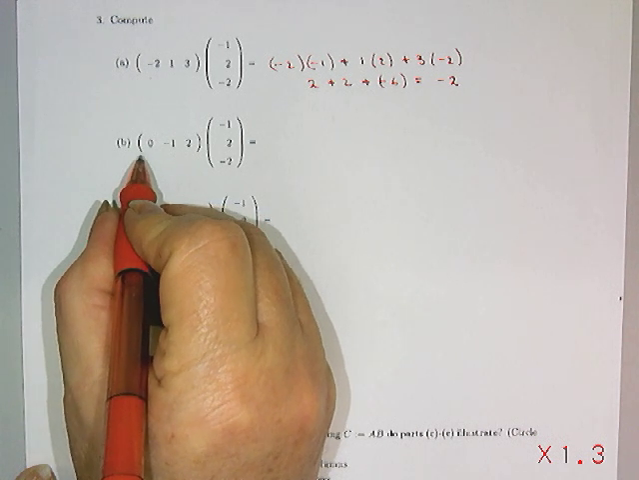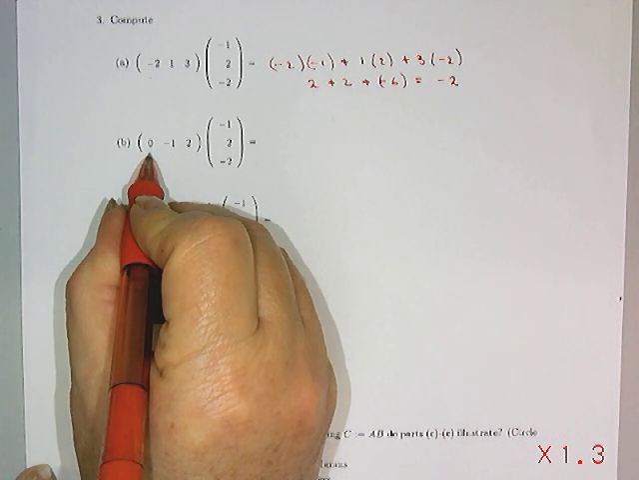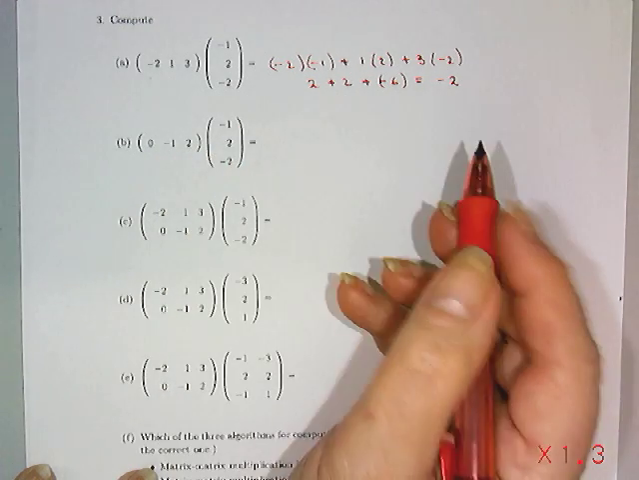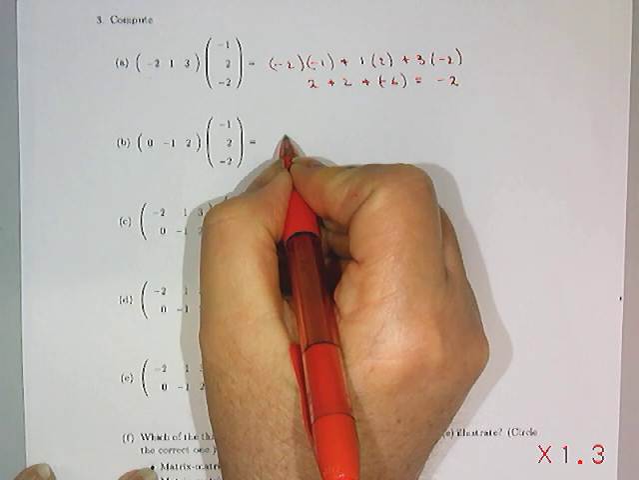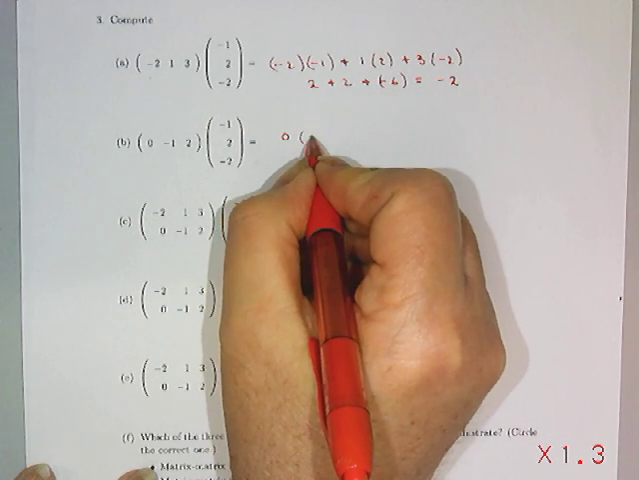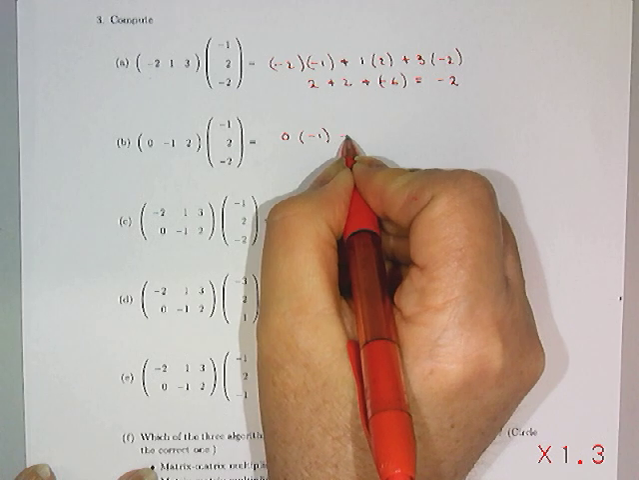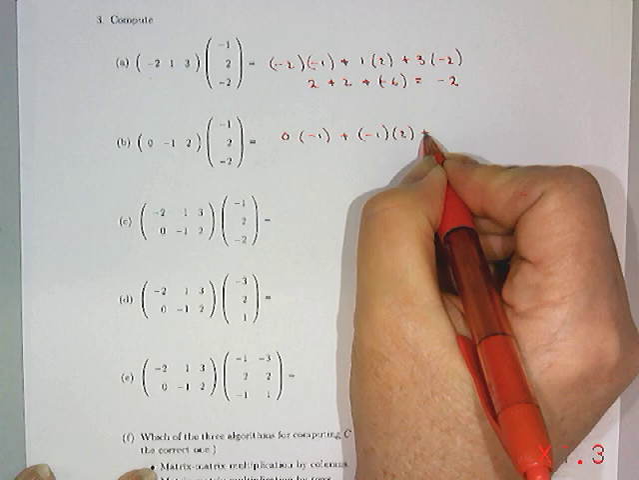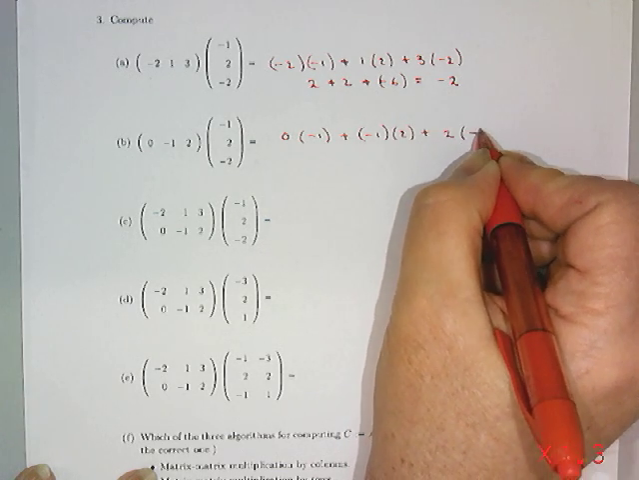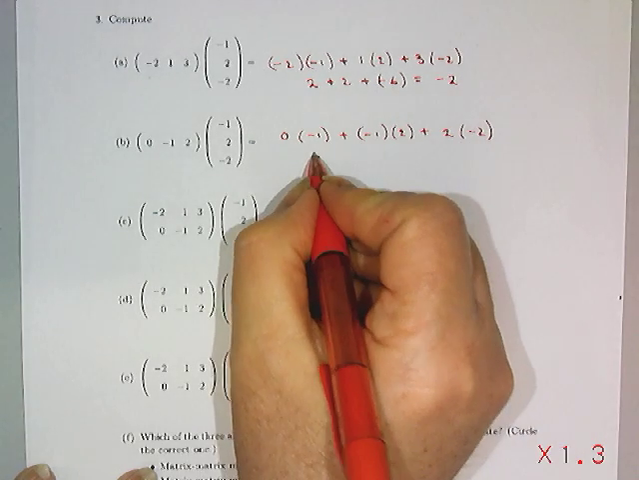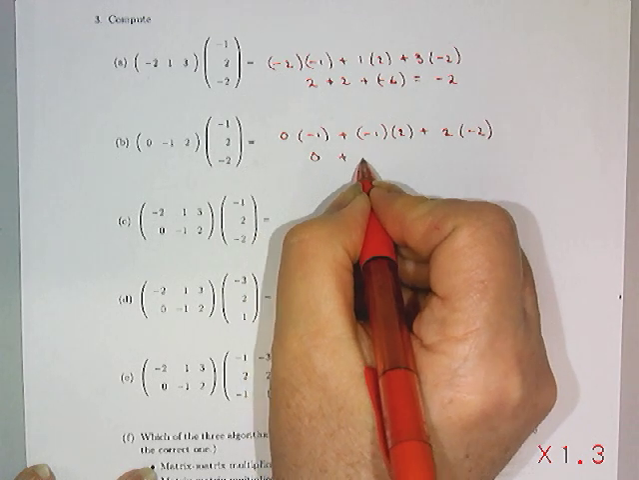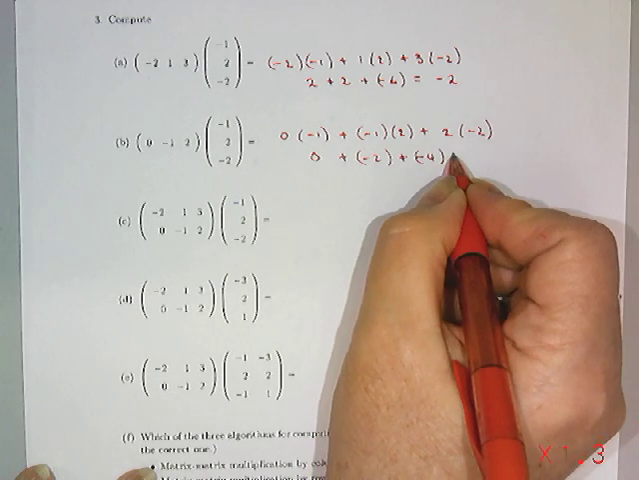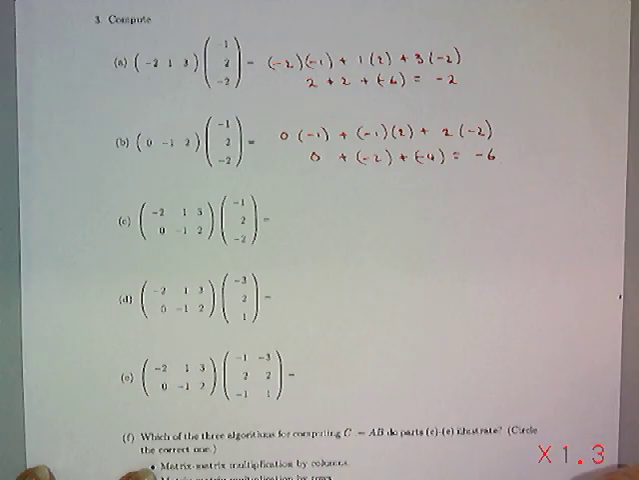Now, if we take the dot product of 0, -1, 2 with the same vector, we get 0 times -1 plus -1 times 2 plus 2 times -2, which is 0 plus a -2 plus a -4, which is -6.